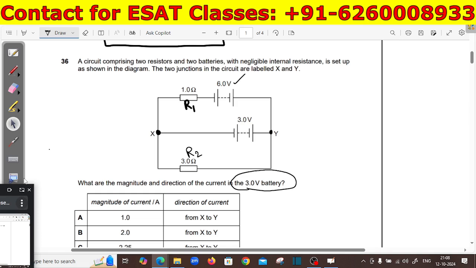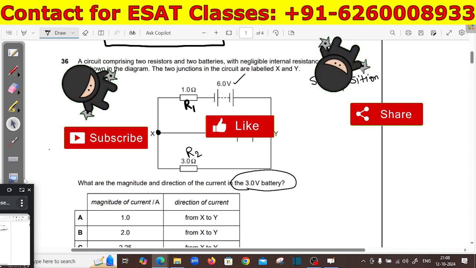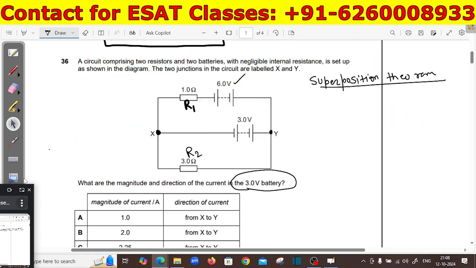So the conventional current usually flows from the positive to negative terminal. So would it be from Y to X? No, see, in this case, what we can apply here? We can apply the superposition theorem. Have you heard of the superposition theorem? I don't think so, sir.